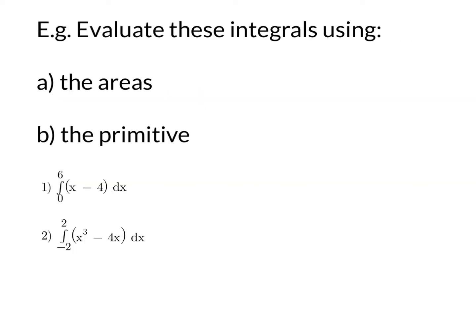So we're going to have a look at evaluating two different integrals, and we're going to use the areas, and then we're going to actually use the primitive. So the first one is the integral from 0 to 6 of x minus 4, and we're going to look at that as a sketch. And then from minus 2 to 2 of x cubed minus 4x.